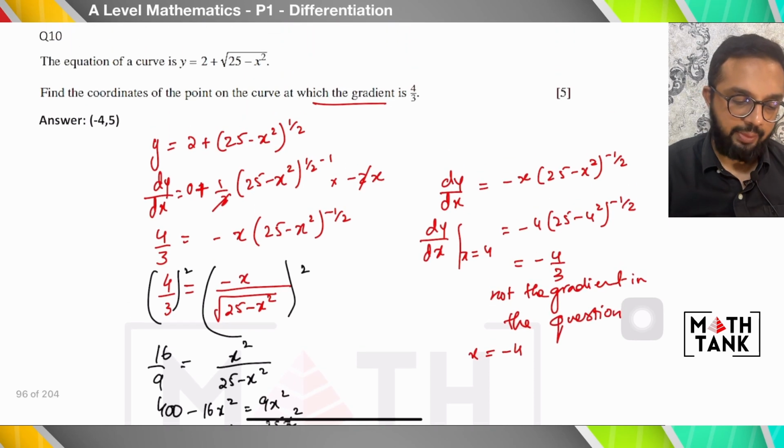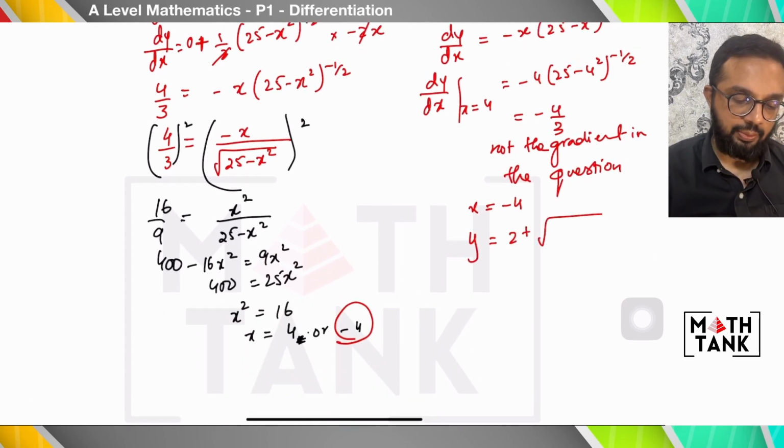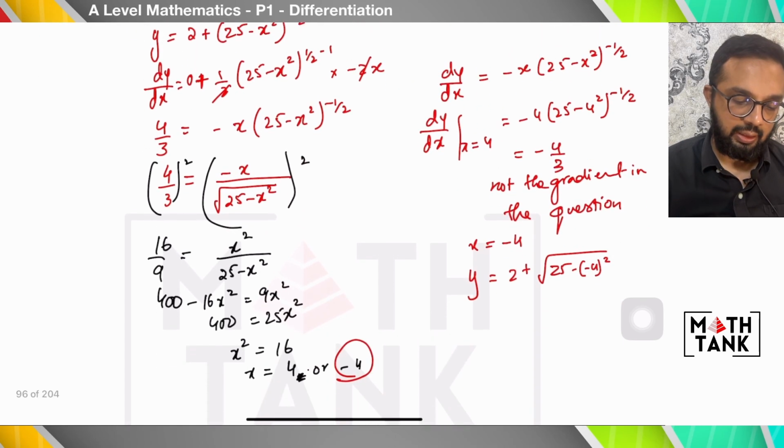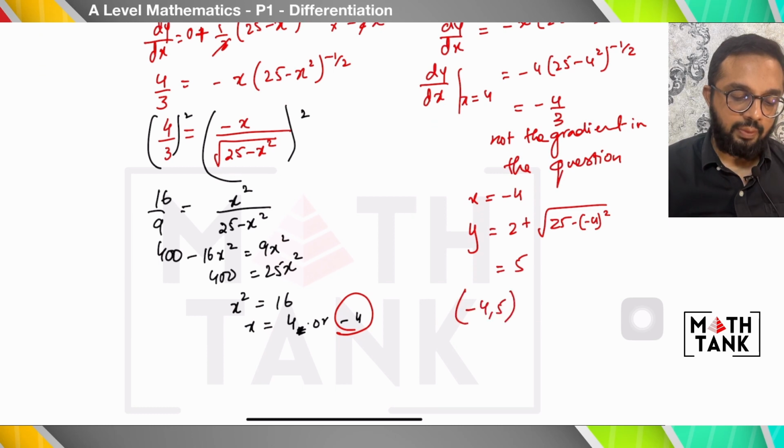How do I find out y? I just plug it in here and say that 2 plus root of 25 minus 4 squared, and that gives me 5. So the point is minus 4 comma 5.